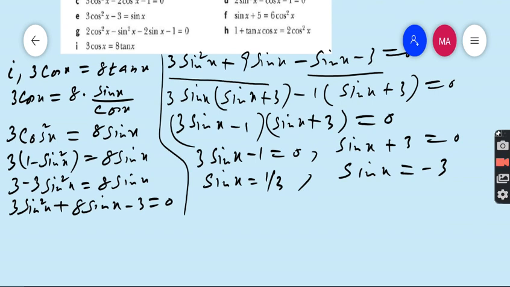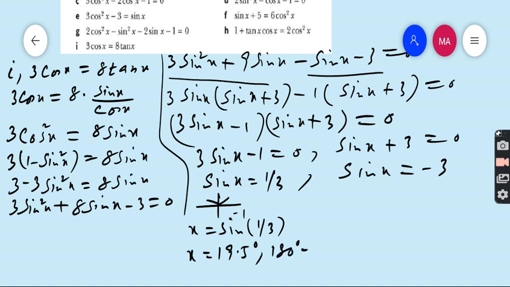So for sin x equal to 1 upon 3, sin is positive in the first and second quadrants. So x is equal to sin inverse 1 upon 3. Sin inverse 1 upon 3 is 19.5, correct to 1 decimal place, and for the second quadrant we have to subtract this value from 180. Hence the final answer is 19.5 degrees, and 180 minus 19.5 degrees is 160.5 degrees.